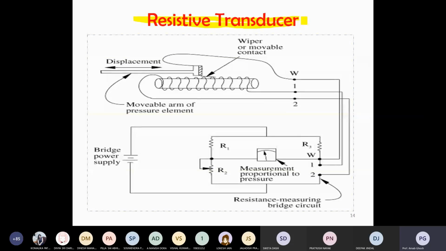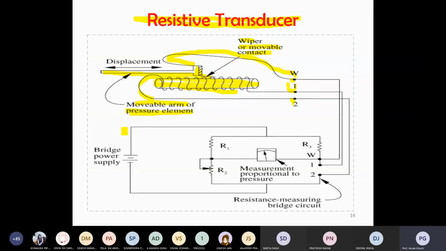So if you see that diagram, in the resistive transducer, what happens is that there is a wiper, or movable contact. Here you can see the total resistance path. You can see that conductors are coming to your wiper, or the movable path. That position is connected over here, so 1 and 2. One is the wiper configuration, and 2 is the movable arm of the pressure measurement.